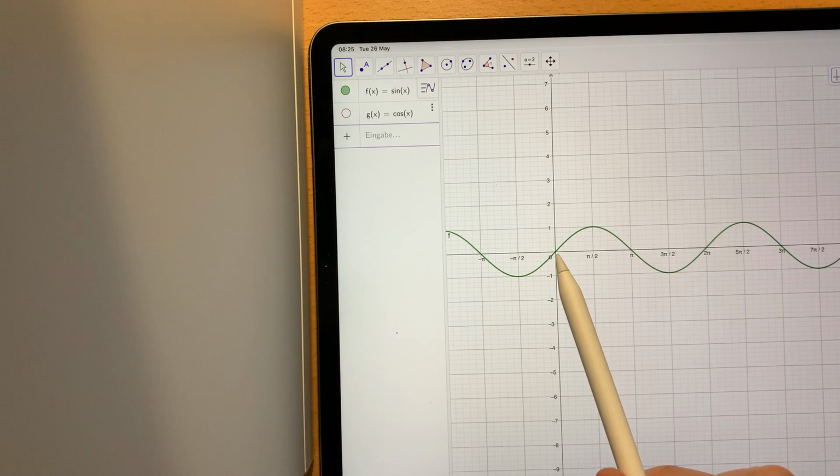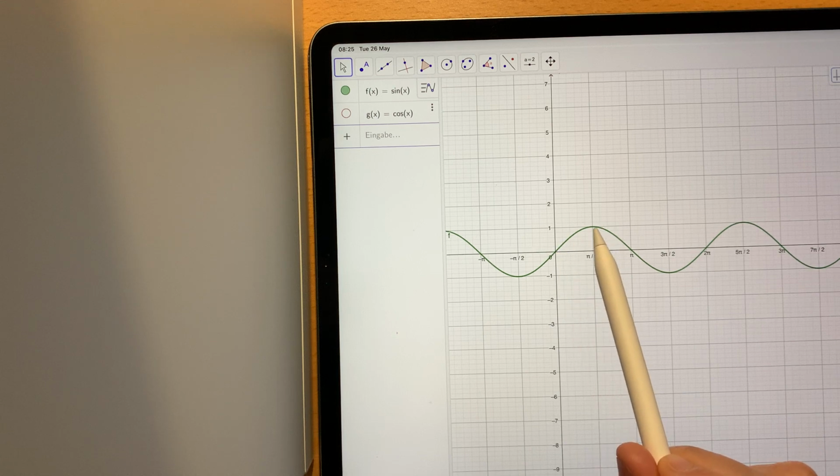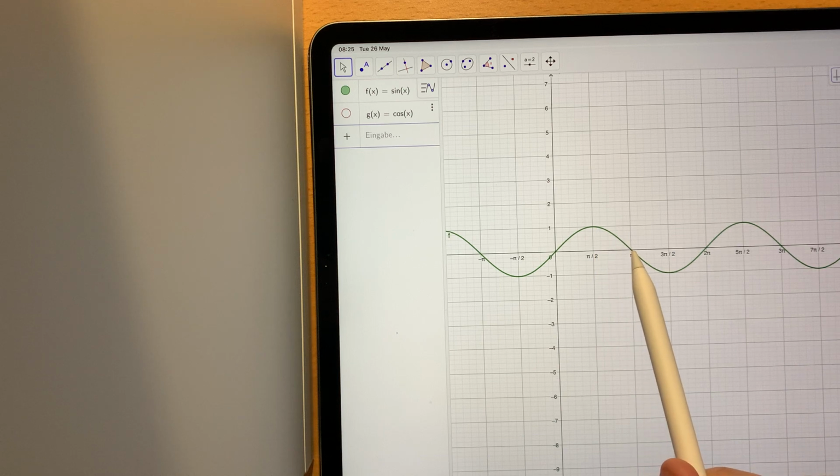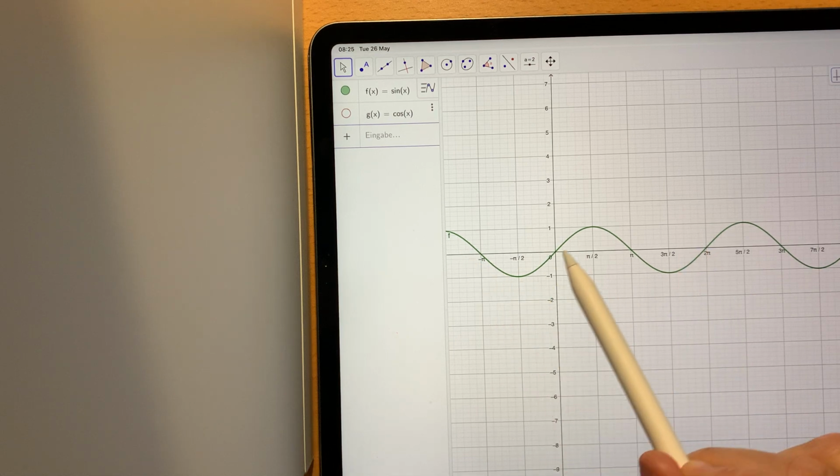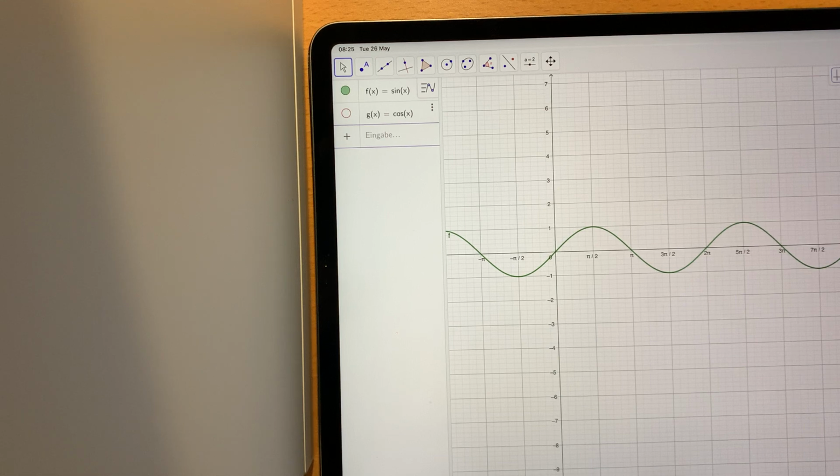Now let's look at this first part. Sine at 0 is 0. Then it goes up to 1. At pi it will be 0 again. Then it goes down to -1. And then it goes up to 0 again. Look, this is the wavy curve of my sine function. It's quite important that you know that.